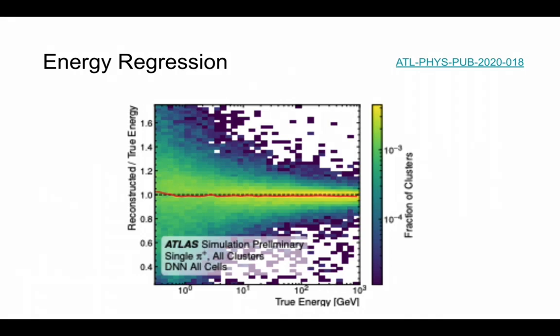The goal of using this dataset is to do energy regression. The reconstructed energy is coming from the machine learning estimate. We can take the ratio to the truth energy. If we have a very good energy regression model, the ratio should be close to 1. We can characterize the performance of our energy regression model as a function of the truth energy of the pion.